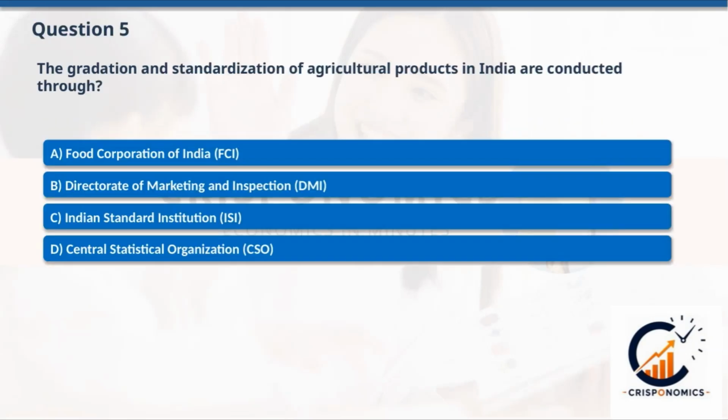Let's look at how agricultural products in India are graded and standardized. The question here asks which organization handles this important task. There are several key players: the Food Corporation of India, the Directorate of Marketing and Inspection, the Indian Standard Institution, and the Central Statistical Organization. Among these, one is primarily responsible for setting the standards and ensuring consistent quality across agricultural products. Understanding this helps us see how quality control supports the entire supply chain.